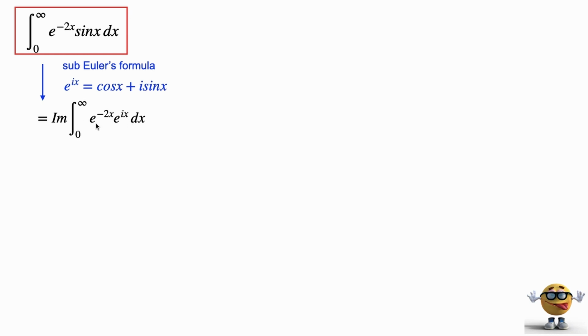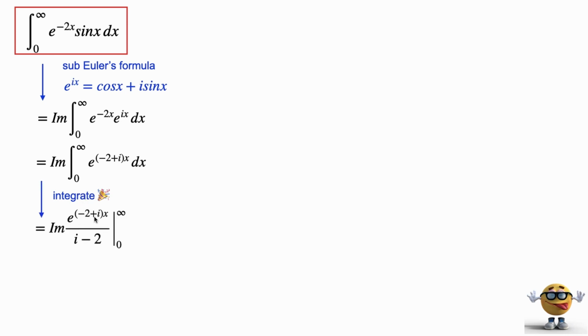And why this is so cool is we can combine these two together by adding the exponents. And now, my friends, this is very easy to integrate. So if we do that, we get e to the (negative 2 plus i)x divided by (i minus 2). And we want the imaginary part of it evaluated from 0 to infinity. Now we need to find out this imaginary part.